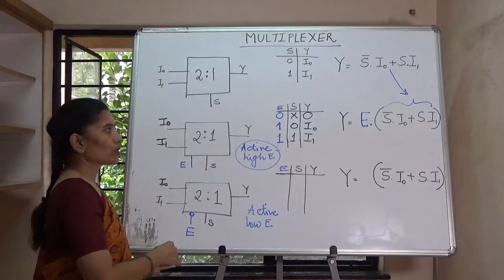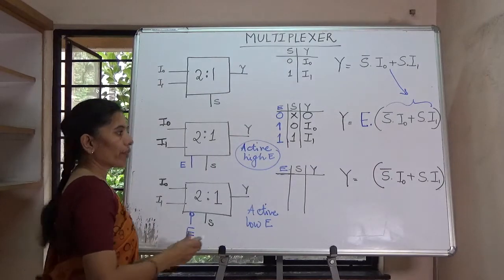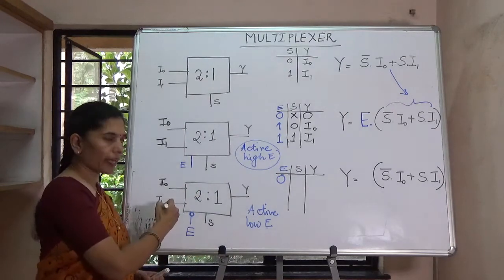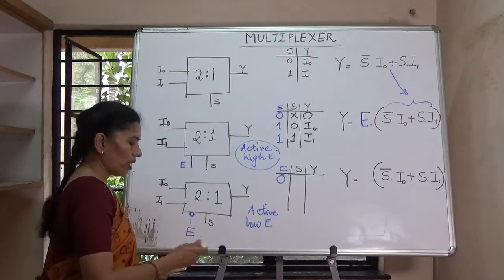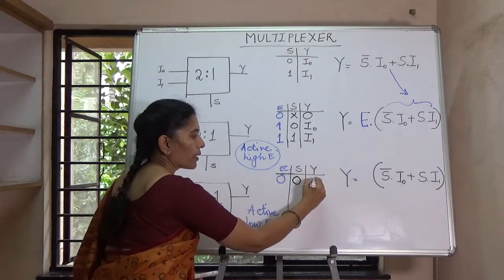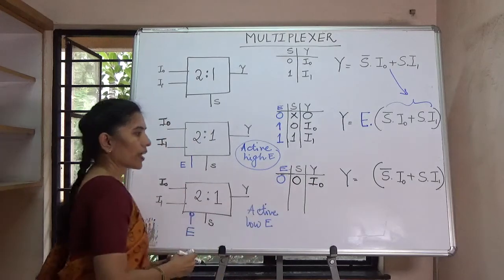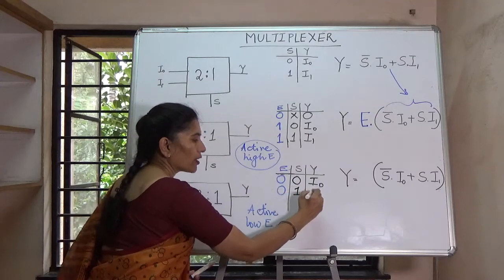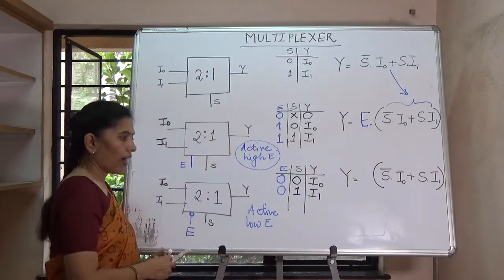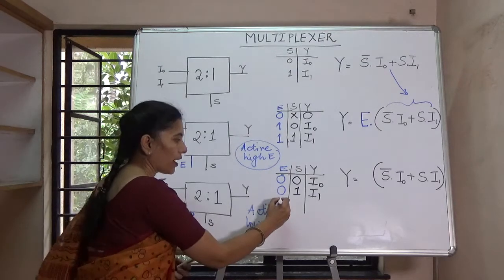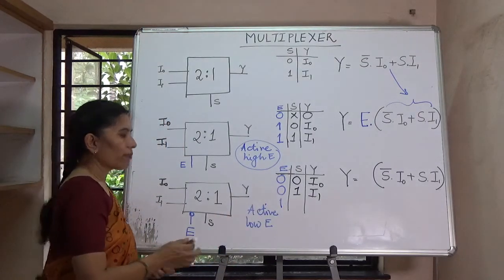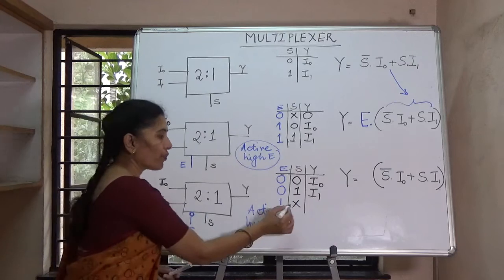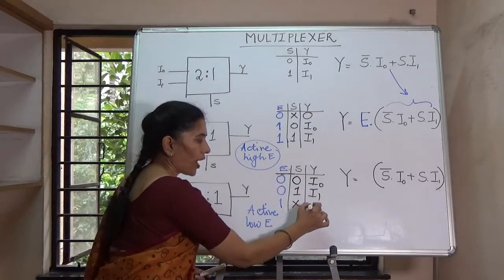Now it will be exactly opposite to that of the earlier. So if E is 0, then the function will be enabled. If E is 0 and S is 0, Y will be equal to I0. If E is 0, the multiplexer is enabled, and S is 1, then Y will be equal to I1. And if the enable input is 1, however, then whatever may be the select input, could be 0, could be 1, it doesn't matter. Therefore, this is marked as a don't care, and Y will therefore be a 0.